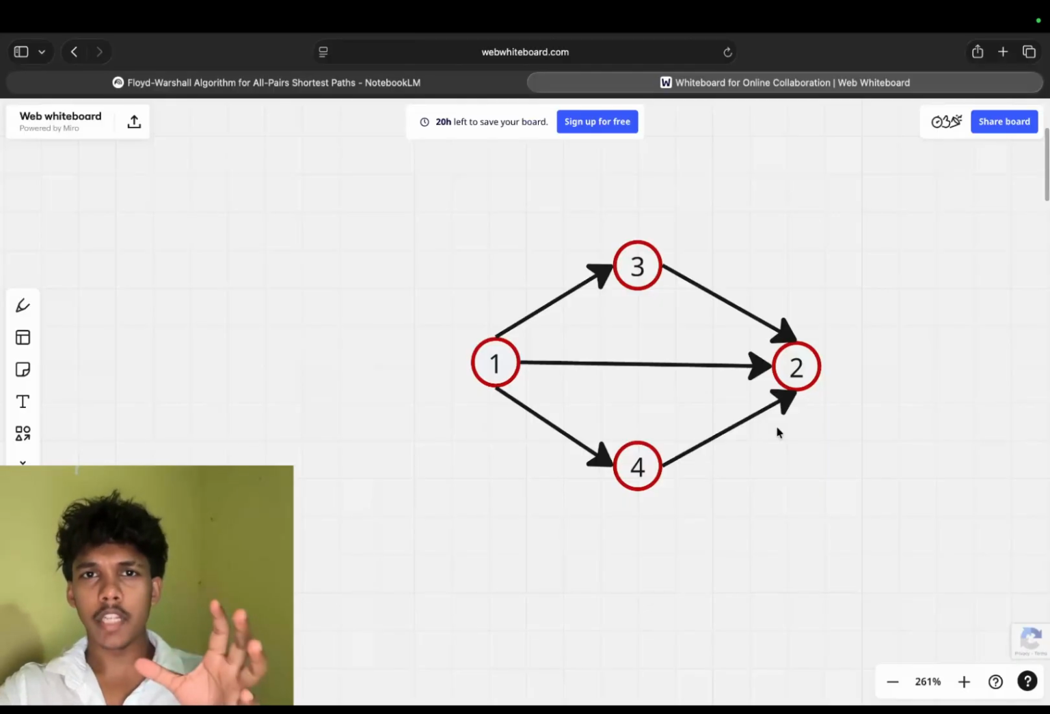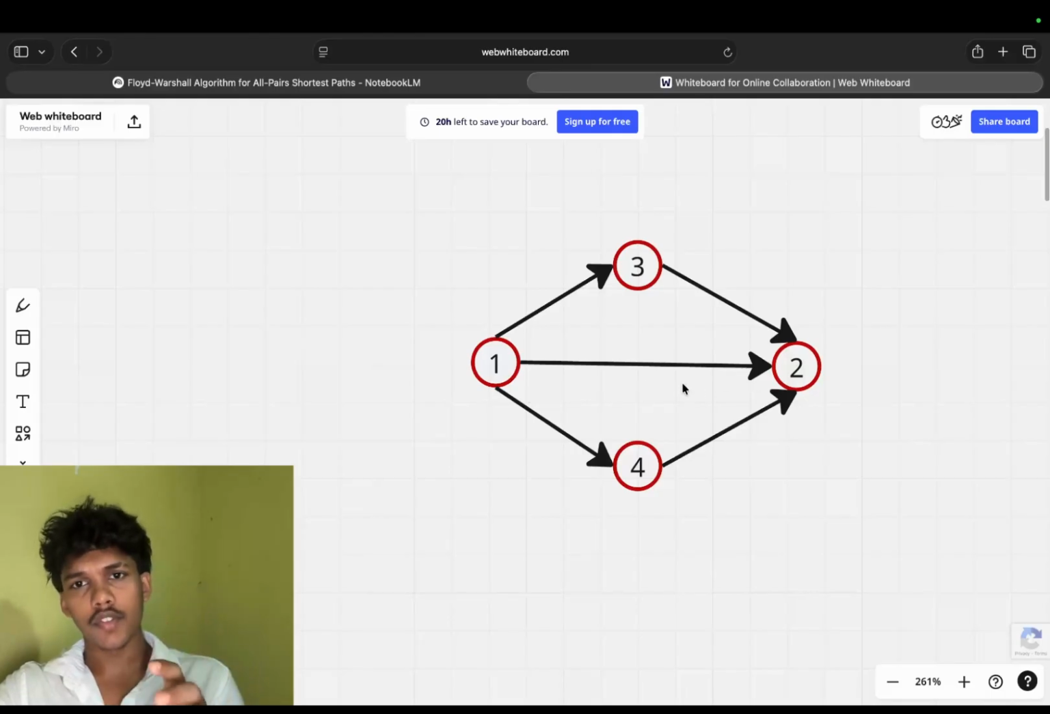So now let's look at a simple example so you guys can understand this concept easily. First, let's look at the working principle. Suppose that you have to find the shortest distance between 1 and 2. There is this direct path, and also it's possible that we can go to 2 via 3, 1 to 3 and 3 to 2, and via 4, 1 to 4 and 4 to 2. And sometimes these paths can have a shorter distance than the direct path.